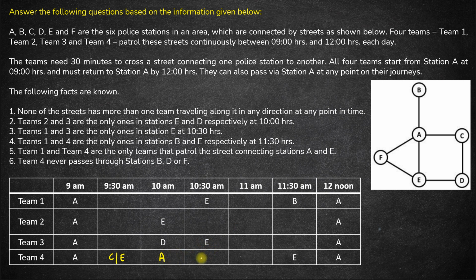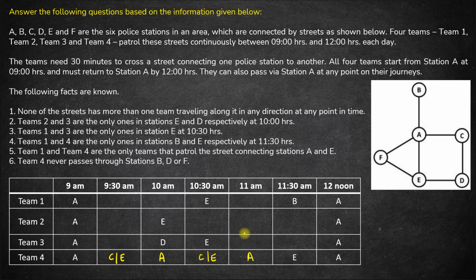After A, it can again either go to C or E only, no other possibilities. And after C and E, they will again have to come back to A only, no other possibility. So for 4, you'll have A, CE, A, CE, A, E and A. This is the only possible case, and it will be C or E in these two positions. We'll figure it out as we complete the table.